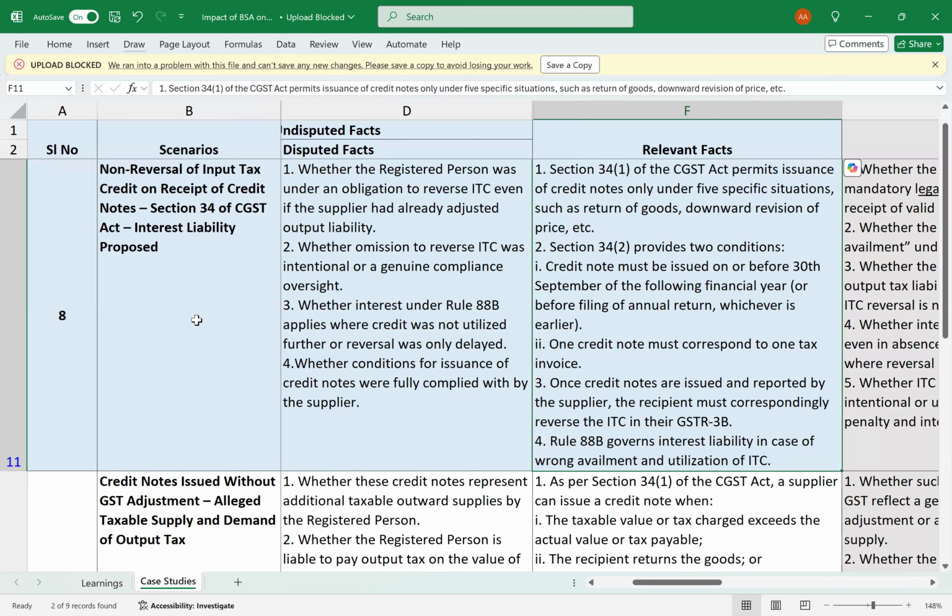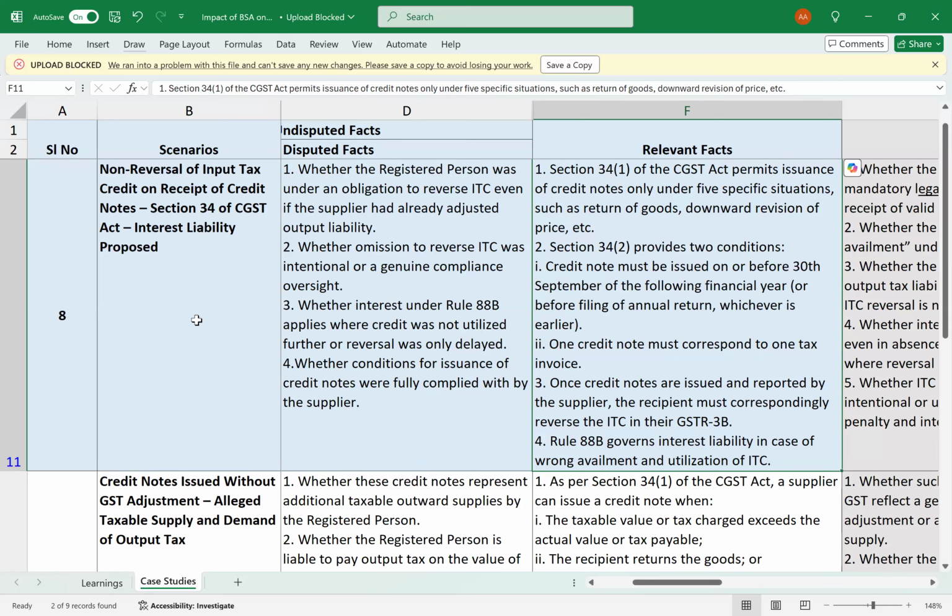So, ma'am, what we do before a show cause notice is we don't go and give the purchase register or the detailing of the ITC. So it becomes very tough for us to prove that those ITC were never claimed and therefore not reversed.